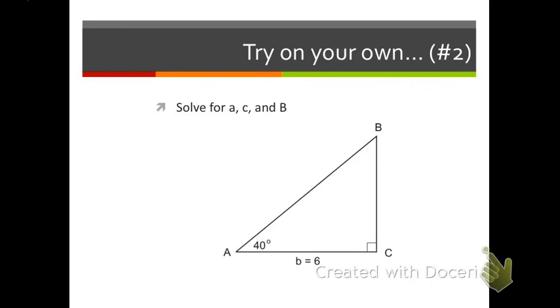Okay, solve on your own to figure out. We need side BC, or we could call that side A. We need side C, and we need angle B up here.